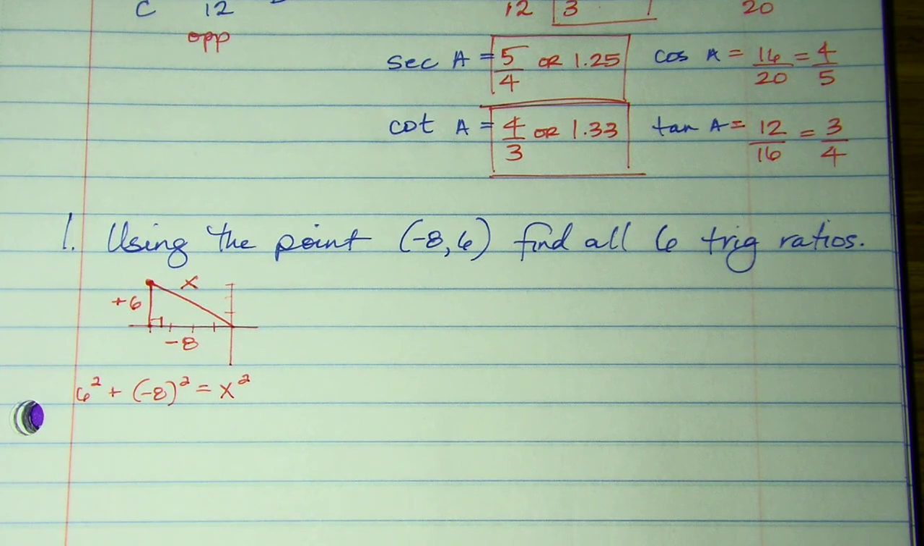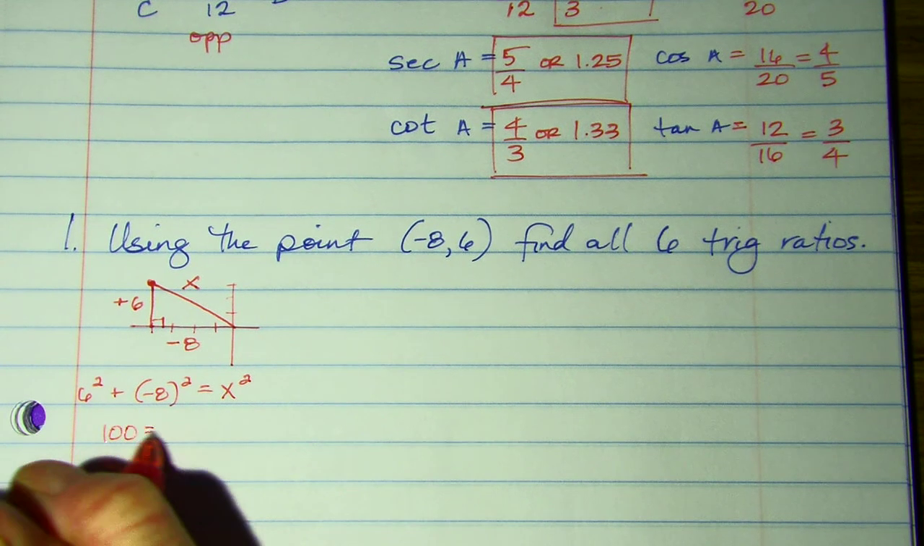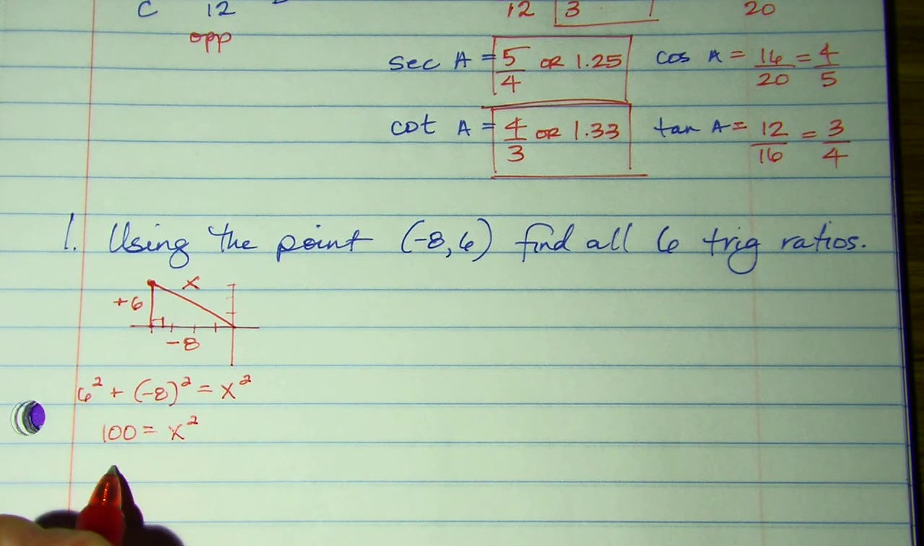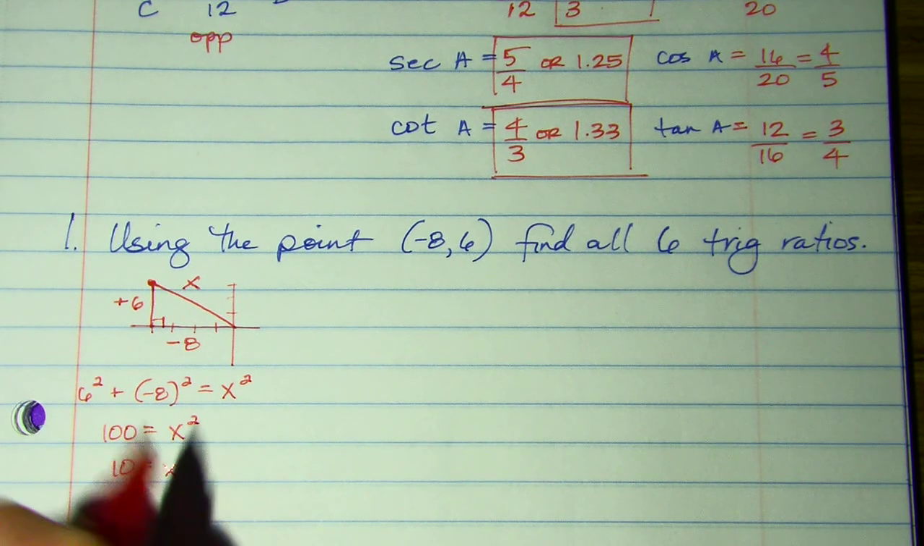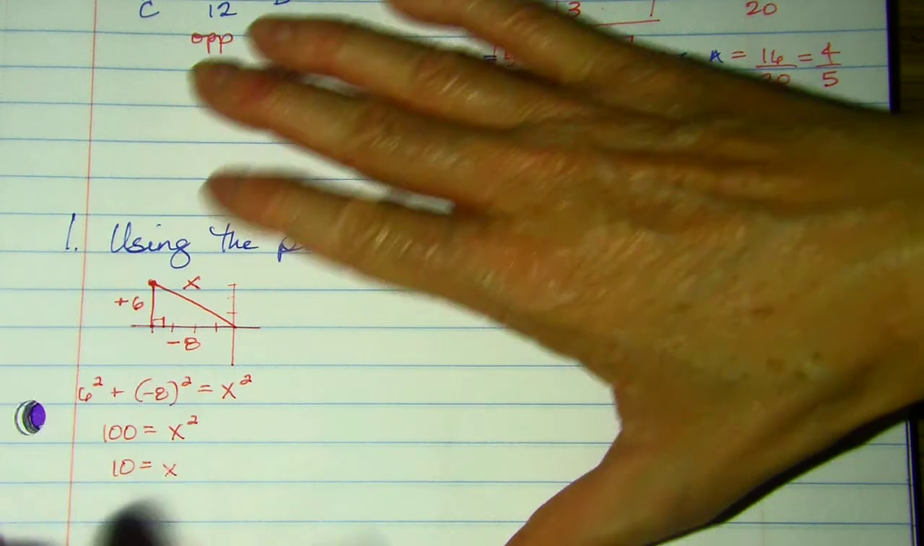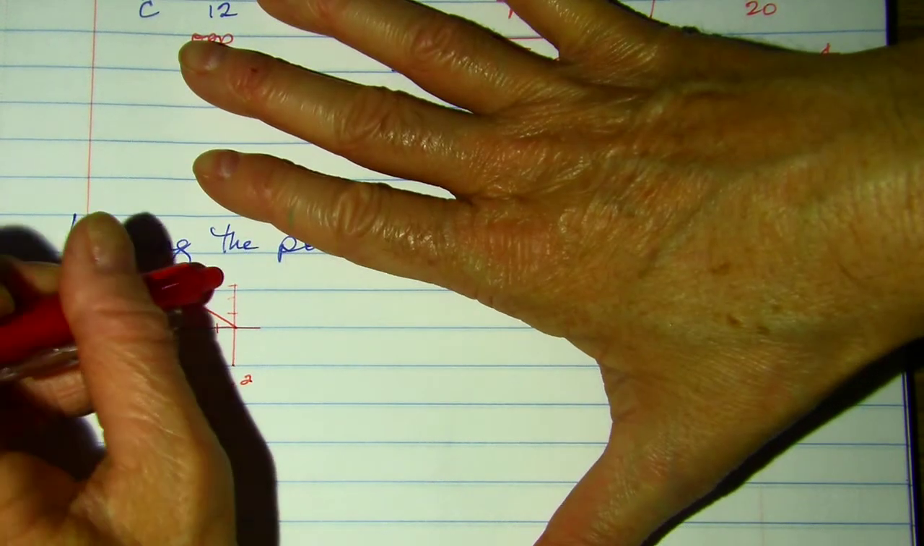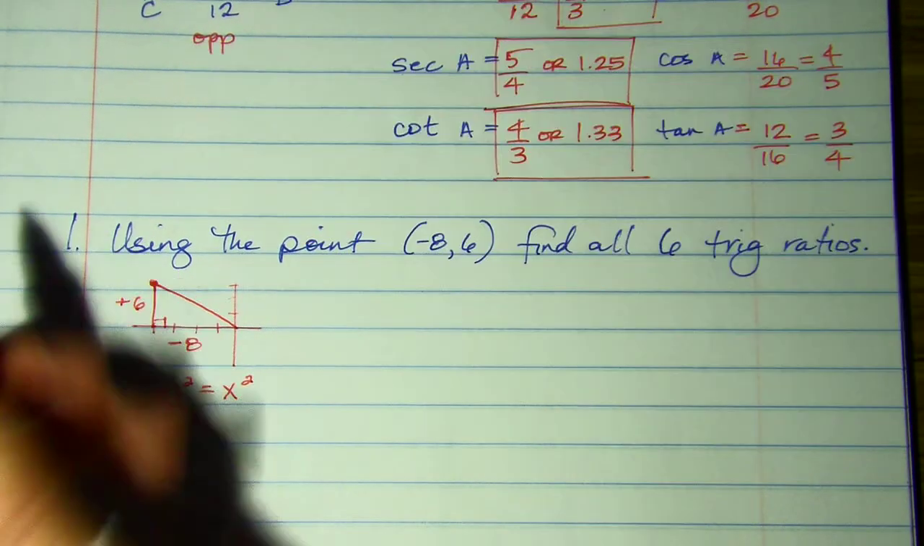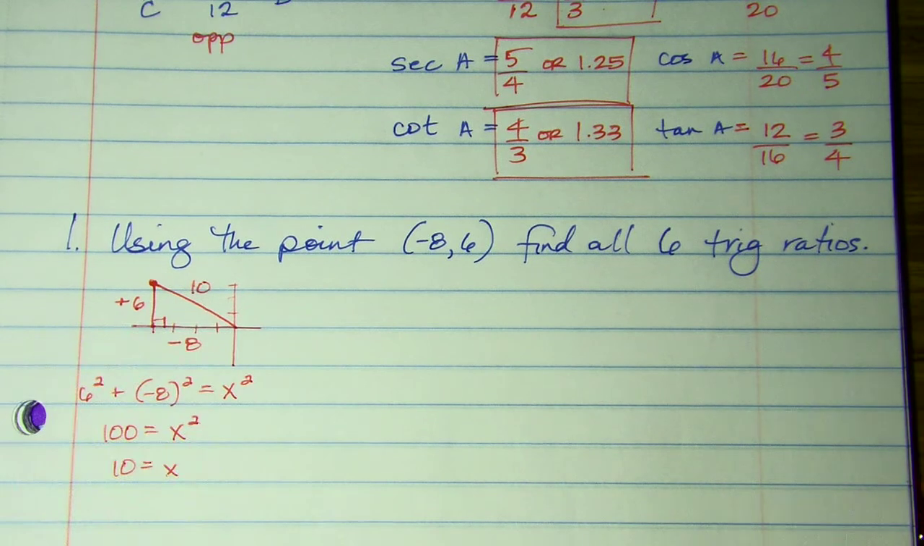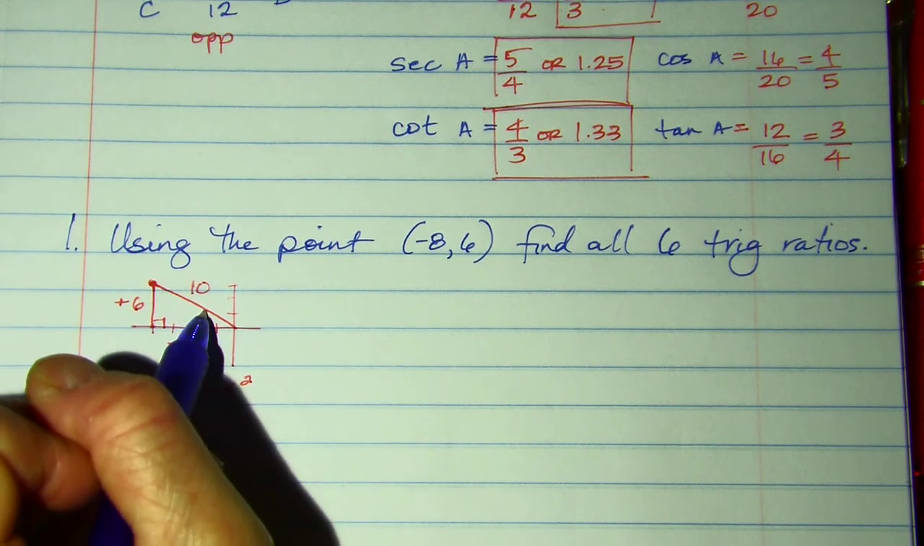So 6 squared plus 8 squared. All right. I keep entering things wrong on this calculator. So I get 100 equals x squared. So x equals 10. So I know that this side here is 10. Now, here is theta.